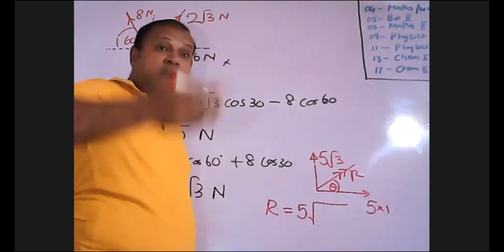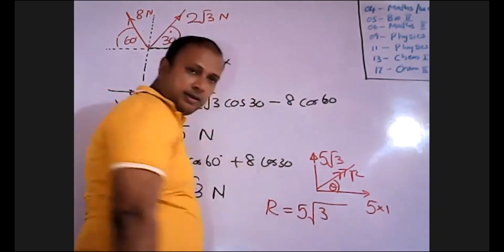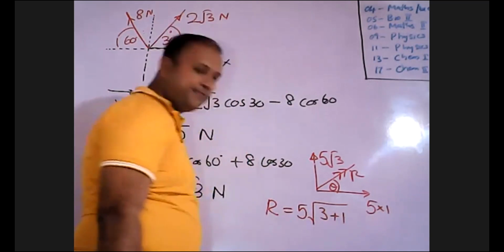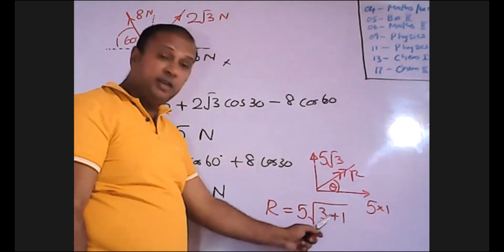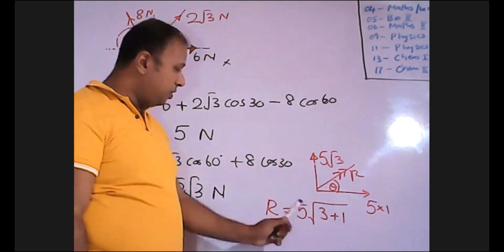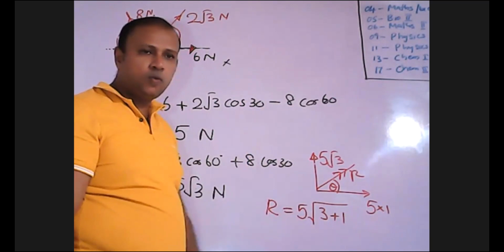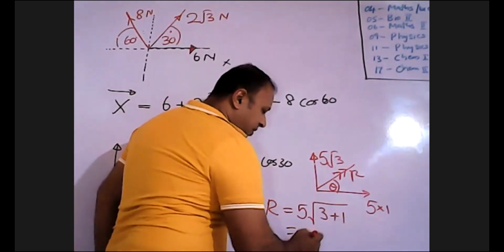What is the square of root 3? Square of root 3 is 3. Square of 1 means 1. 1 plus 3 means 4. The square root of 4 is 2. 5 into 2, 10. Therefore, the answer is 10.